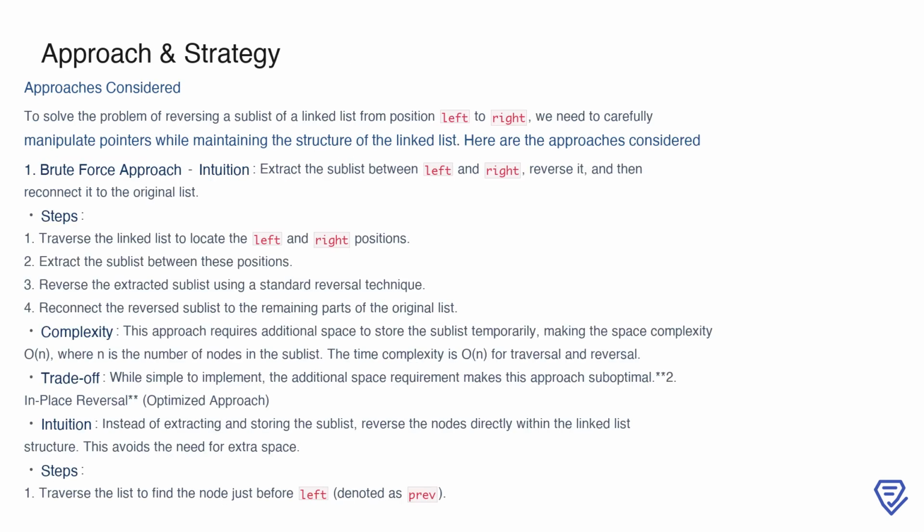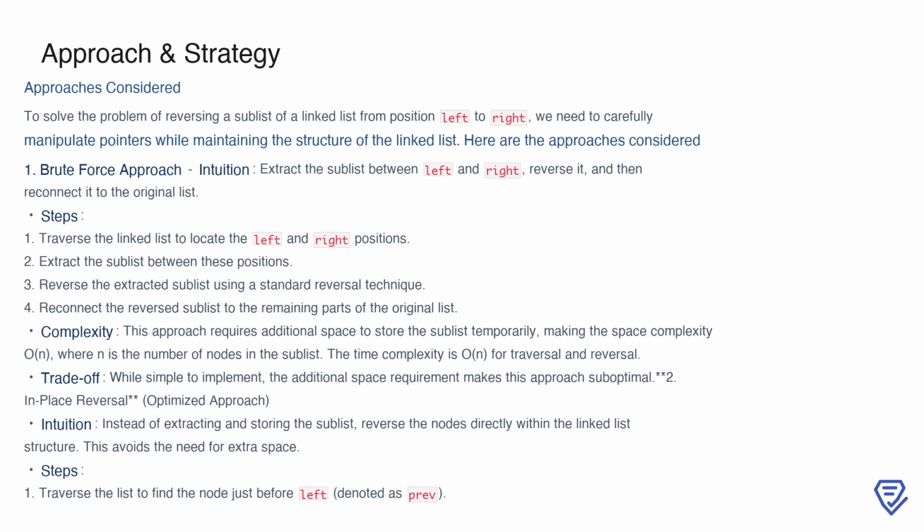To tackle the problem of reversing a sublist within a linked list, we need a strategy that carefully manipulates pointers while preserving the integrity of the list structure. The first approach we considered is the brute force method. The idea here is to extract the sublist defined by the left and right positions, reverse this extracted portion, and finally reconnect it to the rest of the list.